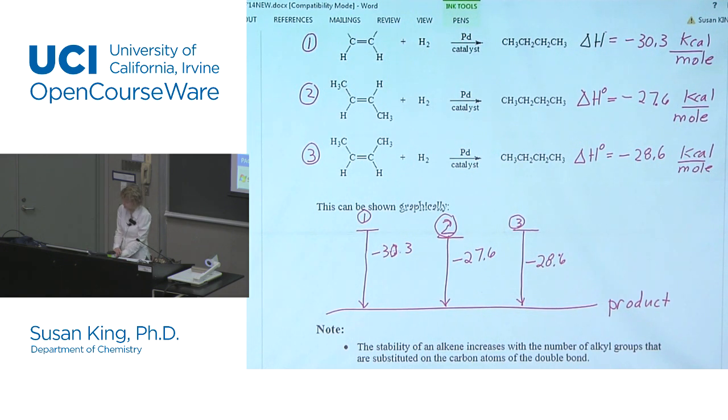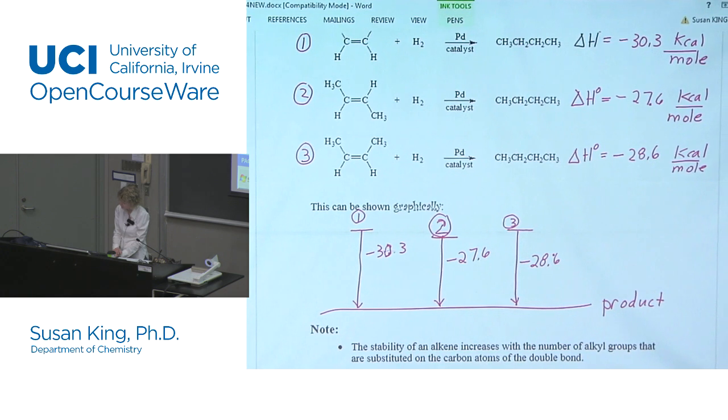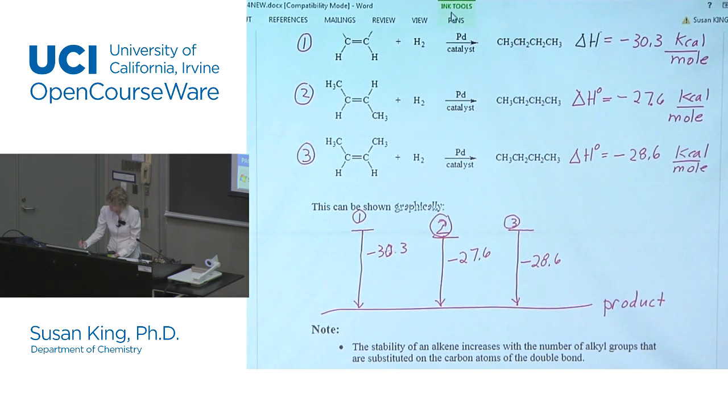Does that look like I put it at the same level as 1? Kind of? No? Okay, we'll go with that. So what that means is that number 2 is the most stable of all 3 of these. Number 1 is the least stable.